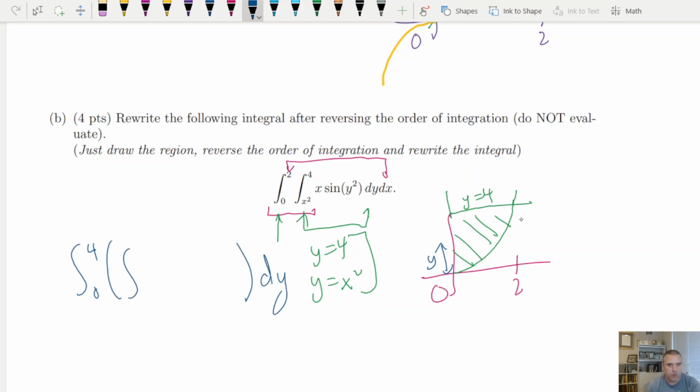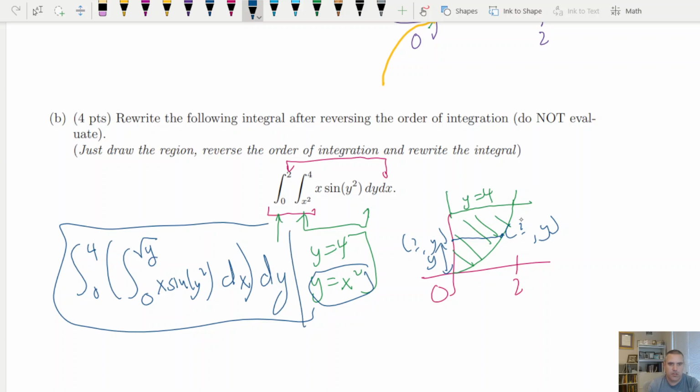Now, in terms of y, what's the biggest and smallest x can be? So I need to describe these points. What is this x, and what is this x in terms of y? Well, the lower one is 0. The upper one is whatever this is when I solve for x in terms of y. So it's the square root of y. X is the square root of y.